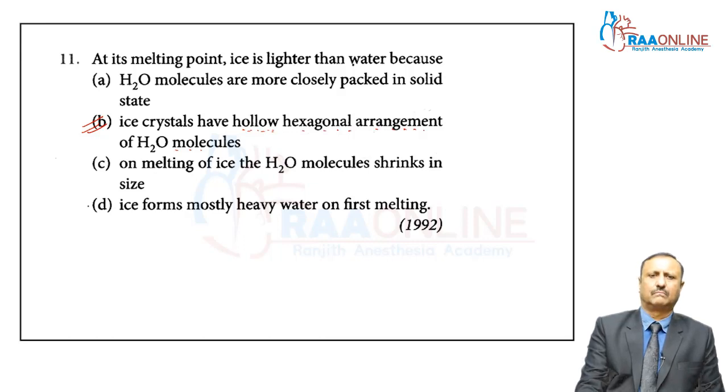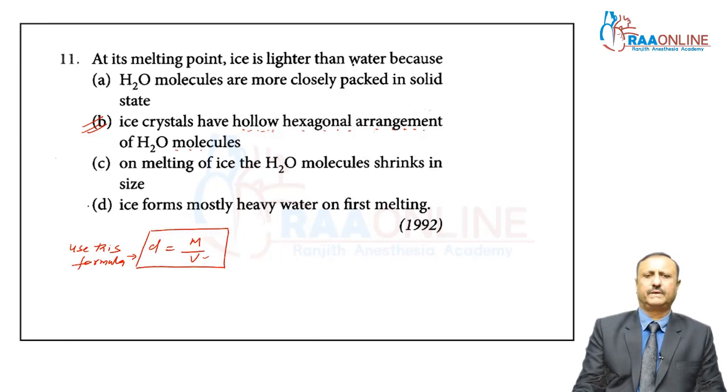So, volume is greater, and when volume is greater, density is low, because you can see density is equal to mass upon volume. So, my dear students, when volume is higher then density is low. So, ice floats on the water. You can use this formula, d is equal to m upon v, and get the answer. Now, in question number 11, B is the correct answer.